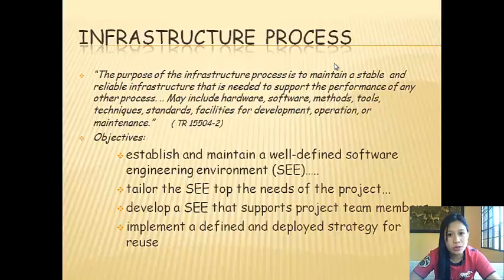Infrastructure process. The purpose of the infrastructure process is to maintain a stable and reliable infrastructure that is needed to support the performance of any other process. It may include hardware, software, methods, tools, techniques, standards, and facilities for development, operation, or maintenance. The objectives: the first is to establish and maintain a well-defined software engineering environment, or SEE. The second is to tailor the SEE to the needs of the project. The third is to develop a SEE that supports project team members. And the last is to implement a defined and deployed strategy for use.